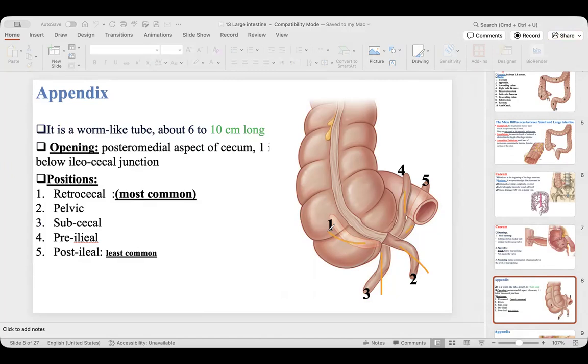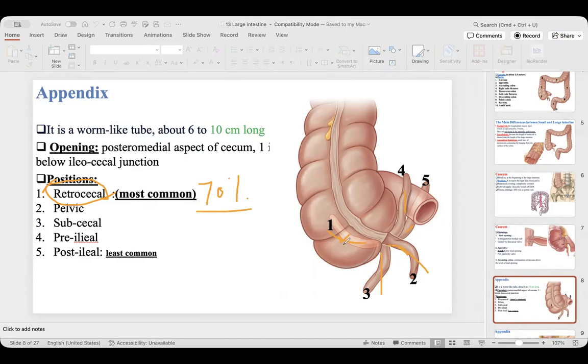If you open, you will find that the appendix is not in a definite position; it has many positions. The most common position of the appendix is behind the cecum, retrocecal. You have to remove the cecum to find the appendix behind it. The most common, about 70% of people, have the appendix behind the cecum.